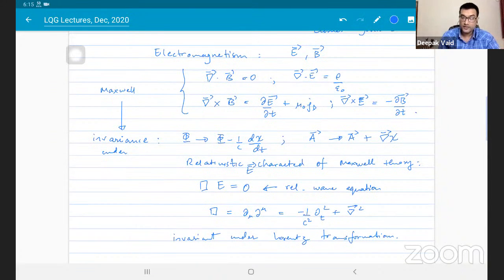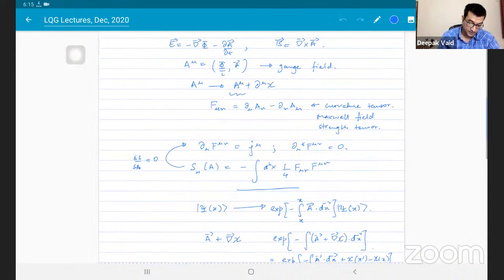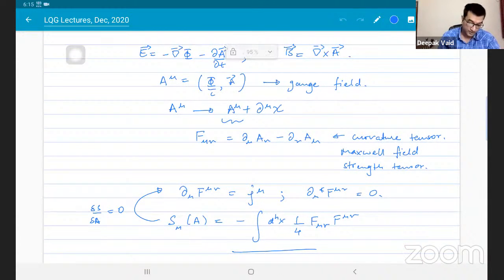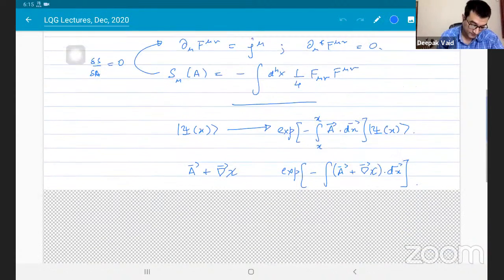Then I tried to motivate the reasons for these gauge transformations and the existence of these gauge fields, and the way this behavior arises in the case of electromagnetism.